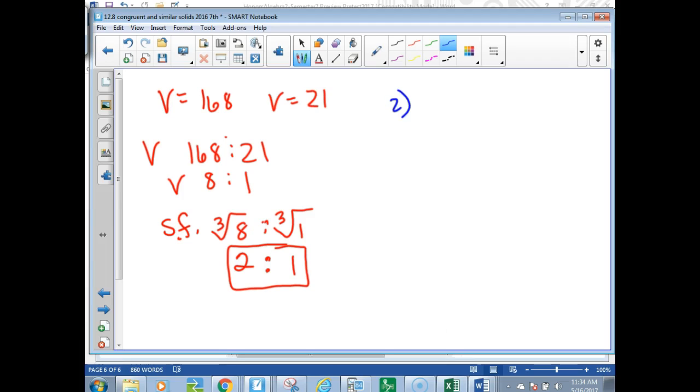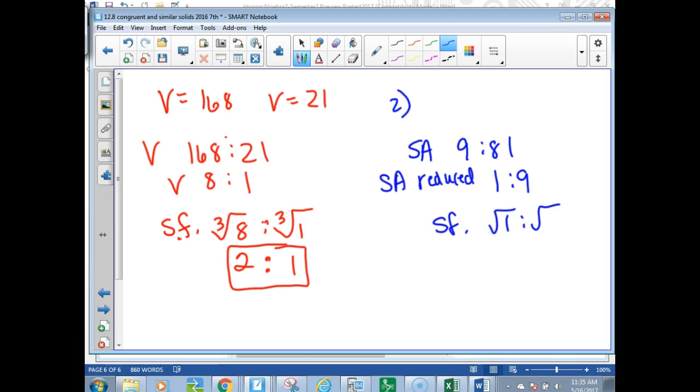Okay, look at number 2. It gives you the surface areas, or areas, are 9 to 81. That reduces to 1 to 9. 9 goes in 81 9 times. Now, that's your area ratio, or surface area ratio. If you want to go back to the scale factor, you're not going to uncube, you're going to unsquare, which would be 1 to 3.